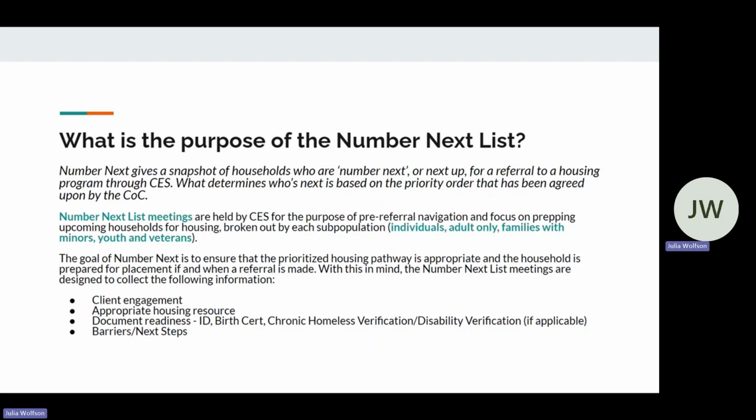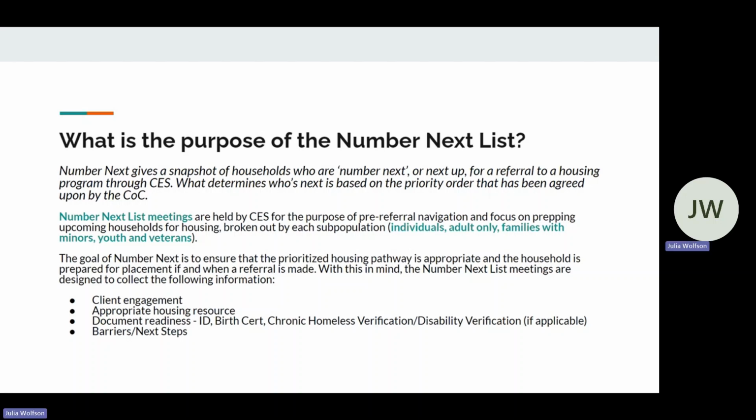Number Next List meetings are held by CES for the purpose of pre-referral navigation and focus on prepping upcoming households for housing. These lists are broken out by each subpopulation, so there will be a list for individuals, for adult-only households, families with minor children, youth ages 18 to 24, and veterans. The goal of Number Next is to ensure that the prioritized housing pathway is appropriate and that the household is prepared for placement if and when a referral is made.